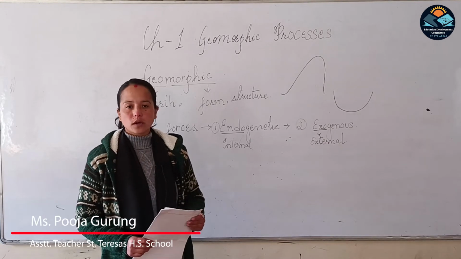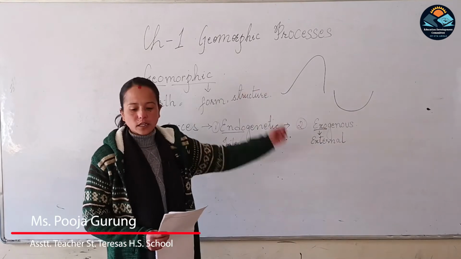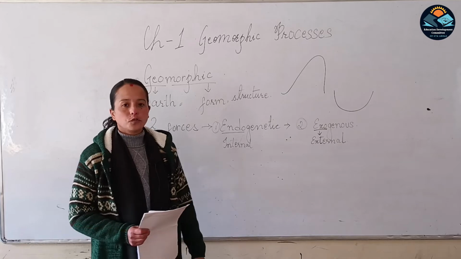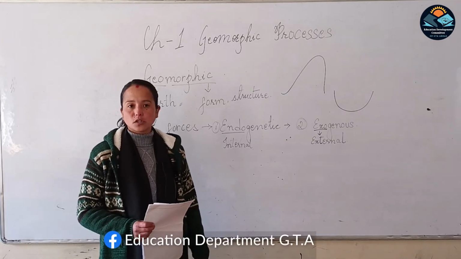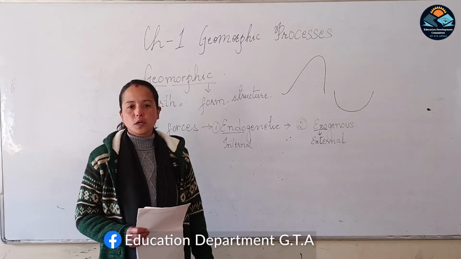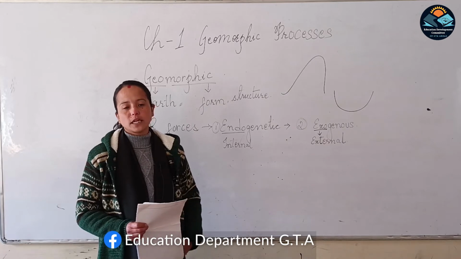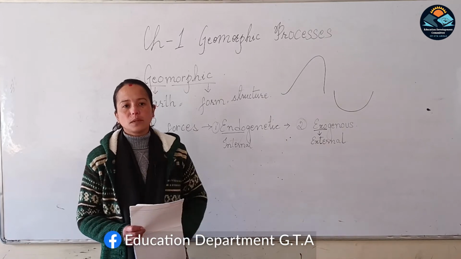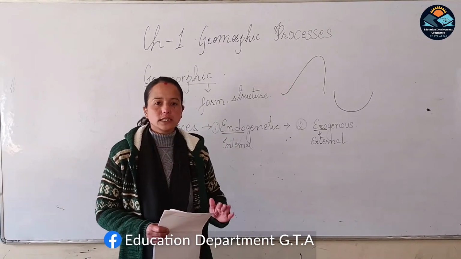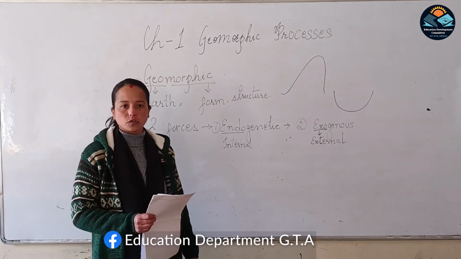So today we are going to start with chapter 1, that is geomorphic processes, the exogenous process and the resultant landform. So first, before directly going into the geomorphic process, the earth in which we are living has many unevenness. That means in some places we have mountains, some places we have plains, and in some places we have plateaus. So these are all unevenness that are present on the surface of the earth.